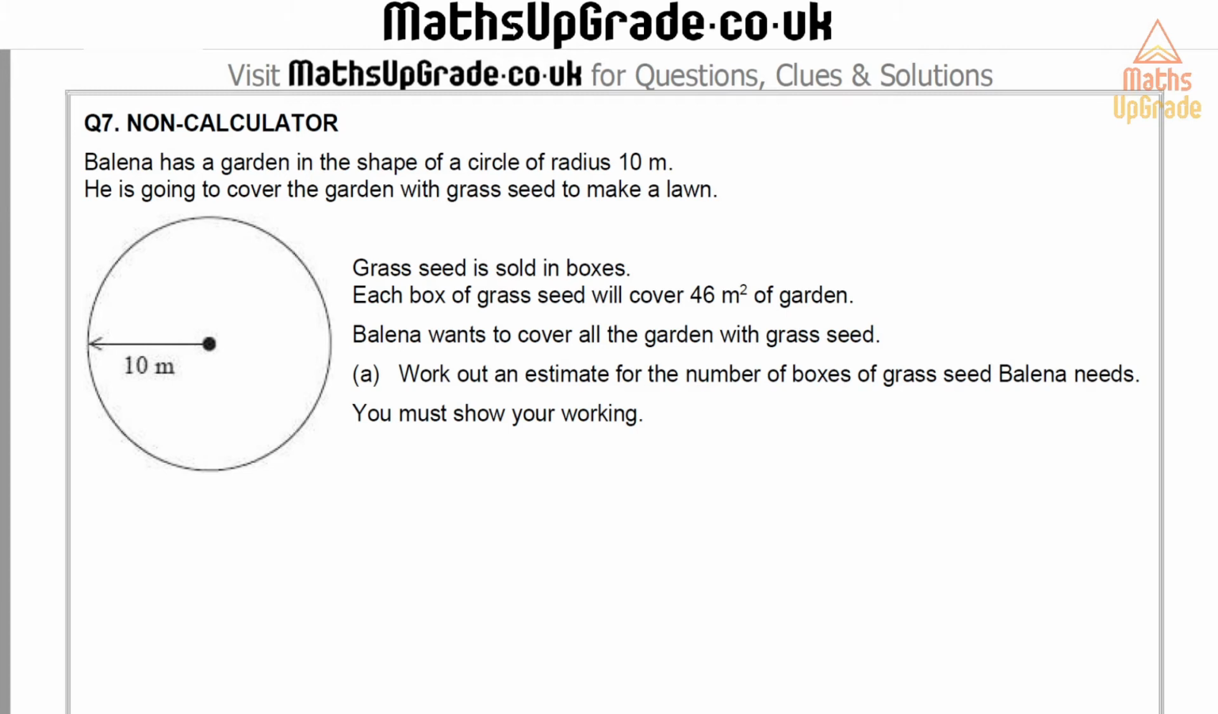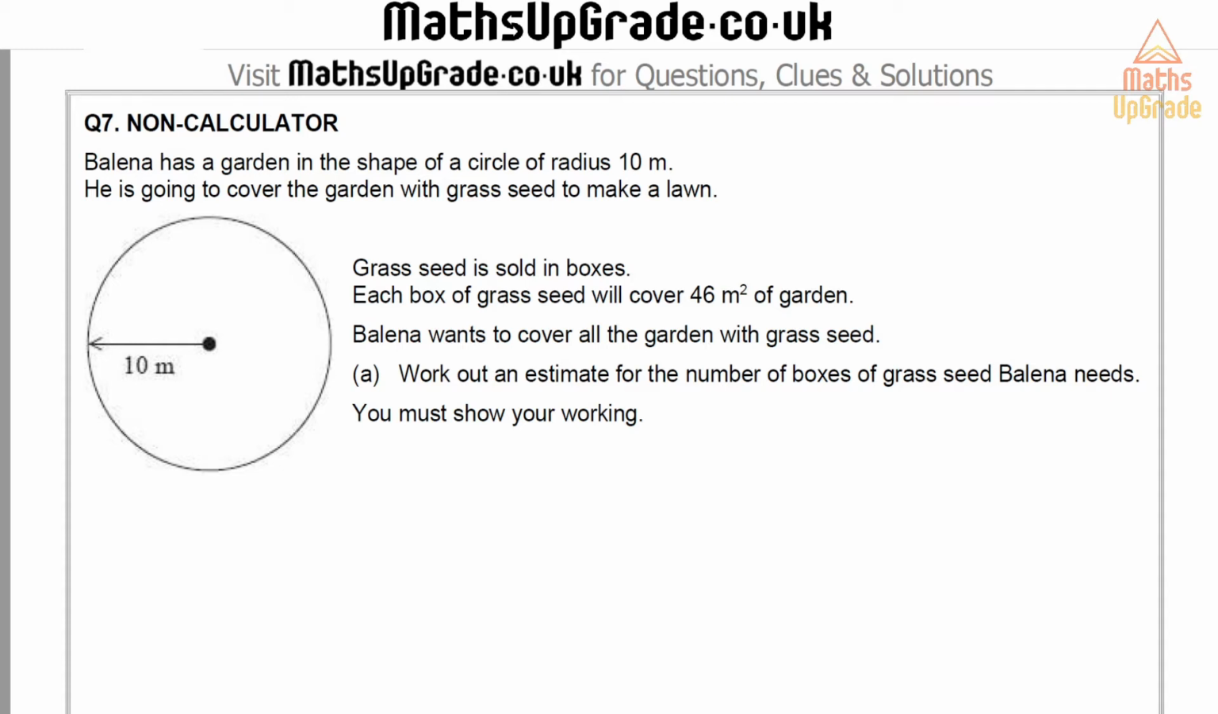Question 7. Bellina has a garden in the shape of a circle of radius 10 meters. He's going to cover the garden with grass seed to make a lawn. So straight away, if he's covering the garden, he's covering that region there, so this question will involve area. The grass seed is sold in boxes. Each box of grass seed will cover 46 meters squared of garden. That's per box. You want to cover all of the garden with grass seed. Work out an estimate for the number of boxes of grass seed Bellina needs. You must show your working.